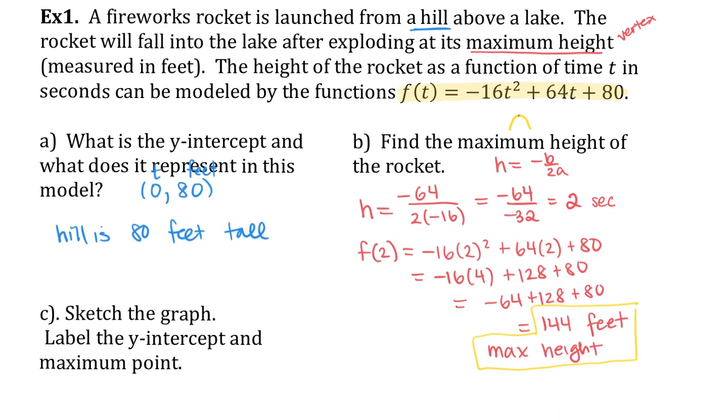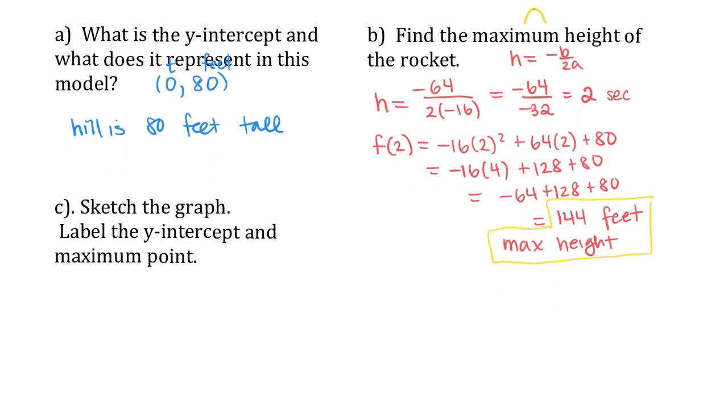Okay, now it says sketch the graph, label the y-intercept and maximum point. Okay, this sounds weird, but we can just sketch this. Where does this start from? It starts from 0, 80. So let's sketch a little graph. So 0, 80 is somewhere here. It's a sketch, so I'm just going to label 0, 80. So that's my y-intercept. Where's the maximum point? We found it here. It went 2 seconds, 144. So 2, 144. I don't know where that is exactly, so I'm just going to make a sketch. Since there's no scale, I'm going to label it.